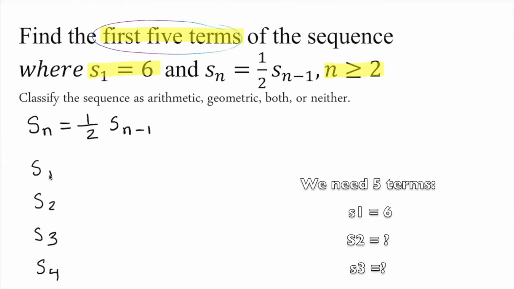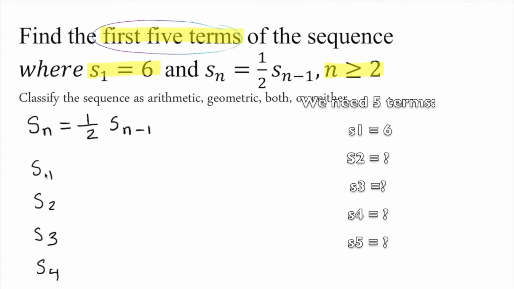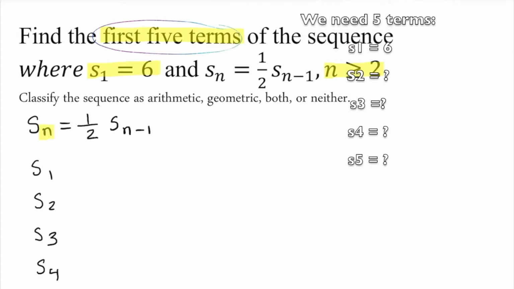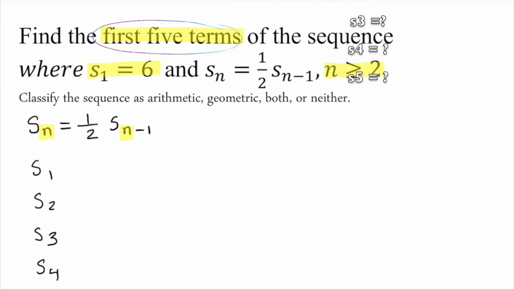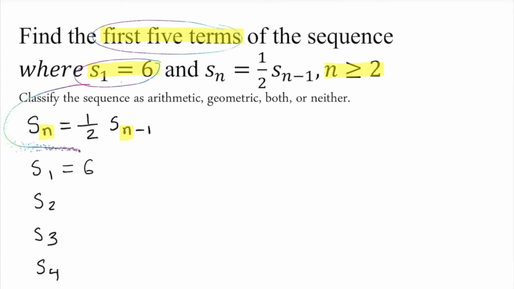Instead of n we are going to substitute. Now, which do we take? S1 is already given, so we don't really have to go with S1. If we substitute 1 here, it's not going to satisfy. We need to start with 2. We already know S1 is given as 6, so that is already given and we just rewrite it.